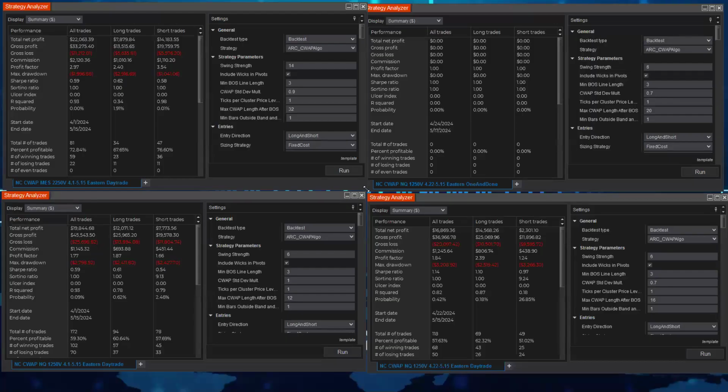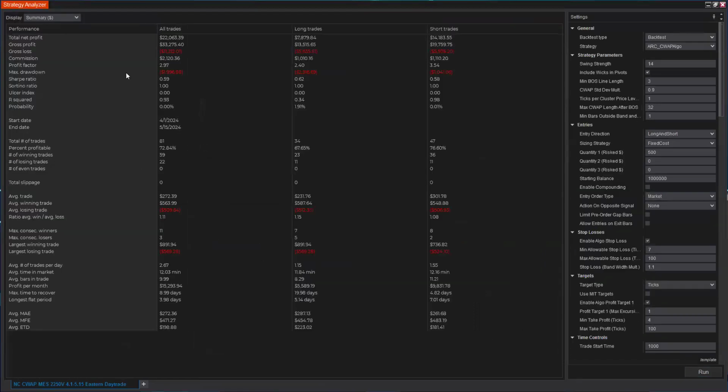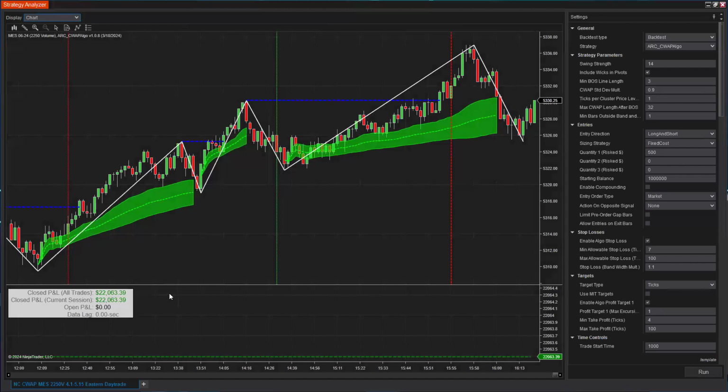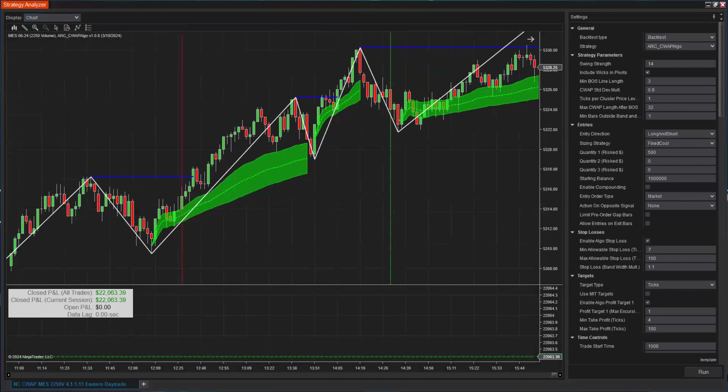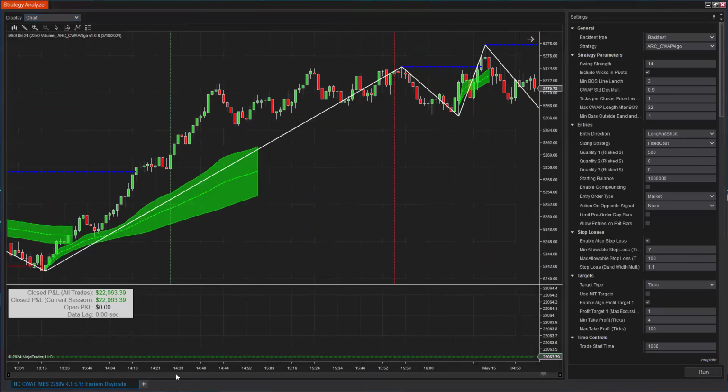Okay, so let's go to, what do we got? NQ, MES. Another one on NQ, which didn't test for me for whatever reason. I must have set something wrong. Let's go to ES. Let's look at ES. All right, so what I'm going to do is go to the chart, and we're going to take a look at what all the different settings do. Okay, so that's our next step.